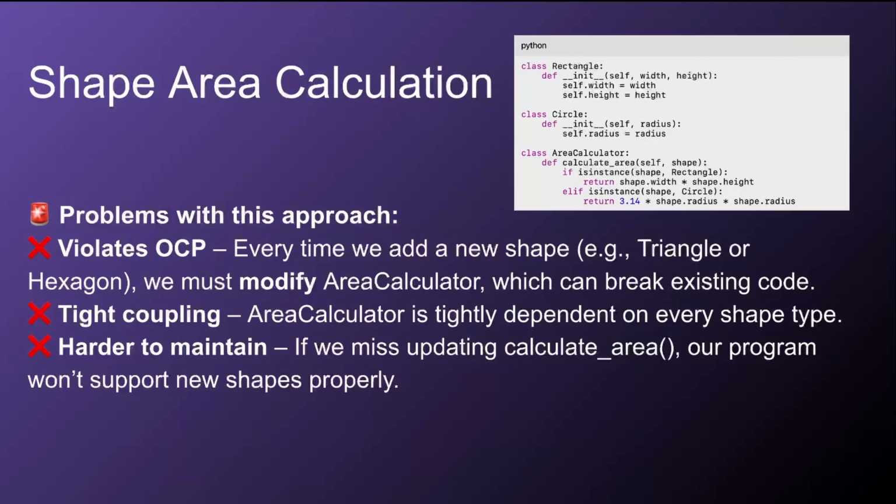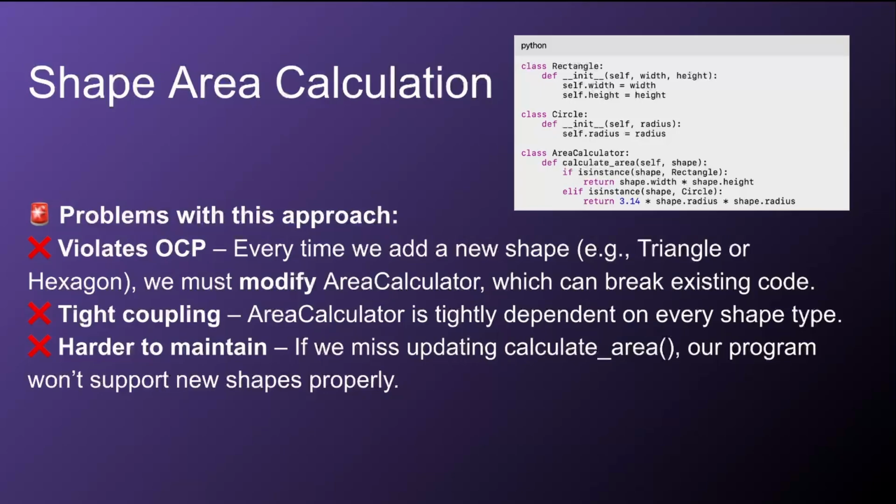So tomorrow a triangle will be there, and after that, the rectangle is also already there. So a pentagon or some other shape will be there. Every time a new shape is introduced or deleted, it is being reflected in the area calculator code as well. So this area calculator class is tightly coupled with the number of shapes, and it is harder to maintain.